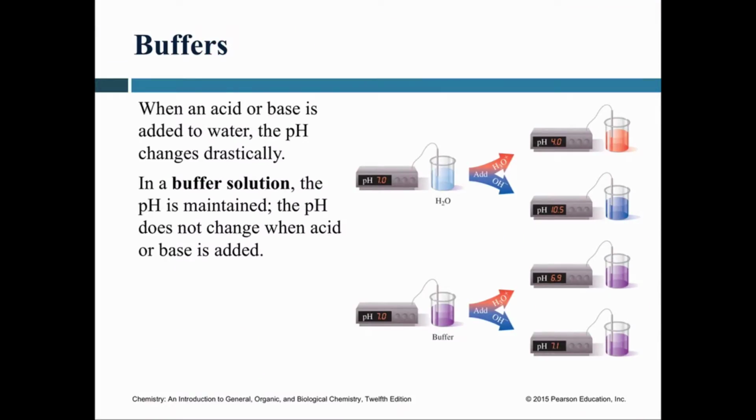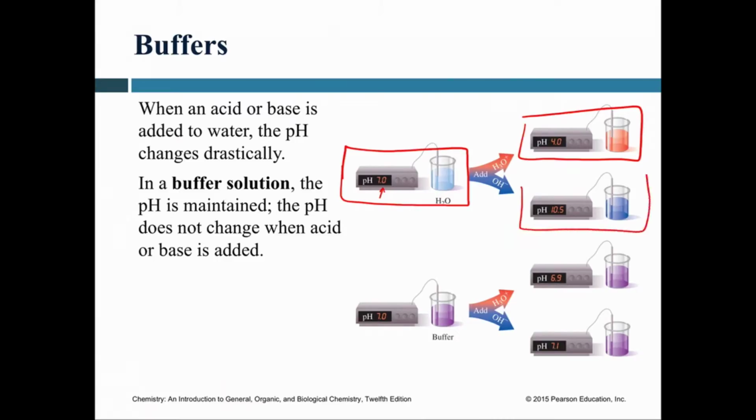Now, let's take a look at a non-buffered solution. If I have a beaker filled with non-buffered water and it's at pH 7, neutral water, if I add acid, the pH is going to drop dramatically. It's going to plummet. If I add base, the pH is going to increase dramatically. It's going to skyrocket. Why is this? Because water is not what they call buffered. Now, what does a buffer do? A buffer solution will maintain the pH. In other words, adding acid or base, the buffer will maintain the pH.